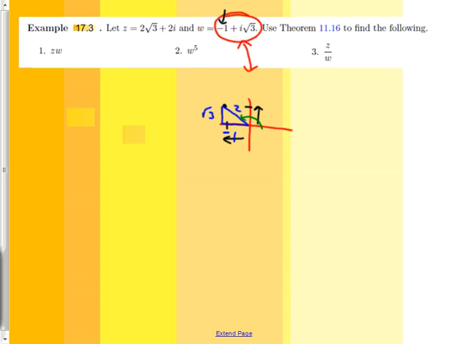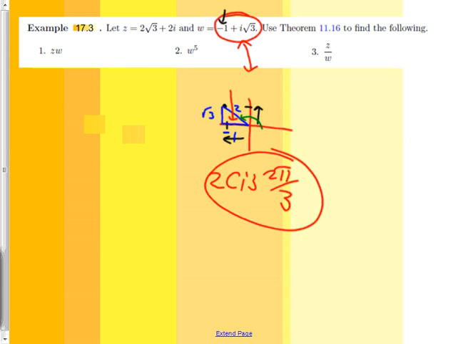All right, so this is theta, and theta is, let me think, theta is a 60, and so this is pi over 3, and so this is 2 pi over 3. Whew, did you get 2 cis 2 pi over 3? Raise your hand if you did. Okay, good.